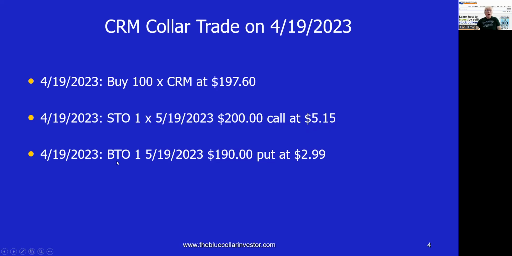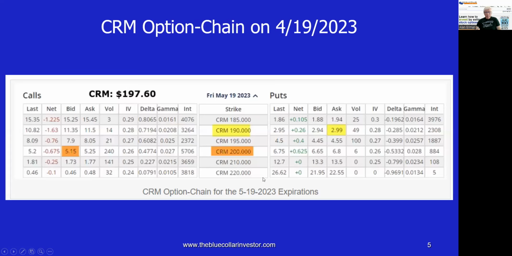Now we then buy to open the 5/19, same expiration date, 190 out-of-the-money put strike. Remember, puts out of the money is lower than current market value. So 190 is lower than 197.60, of course. And the premium was $2.99, which I'm actually going to show you on this upcoming slide here. So you can see in yellow on the right side of the screenshot, that's the put strike, 190 strike, and the ask price was $2.99 a share.